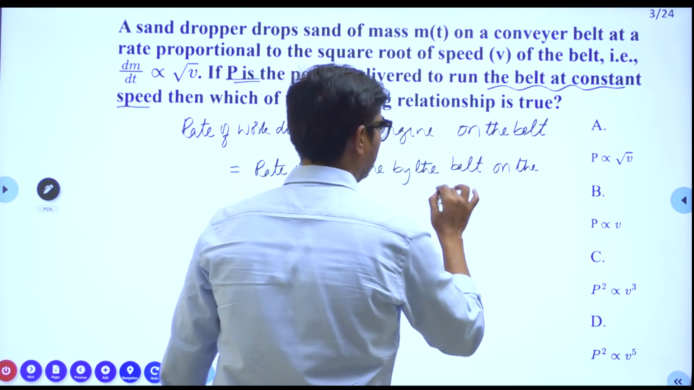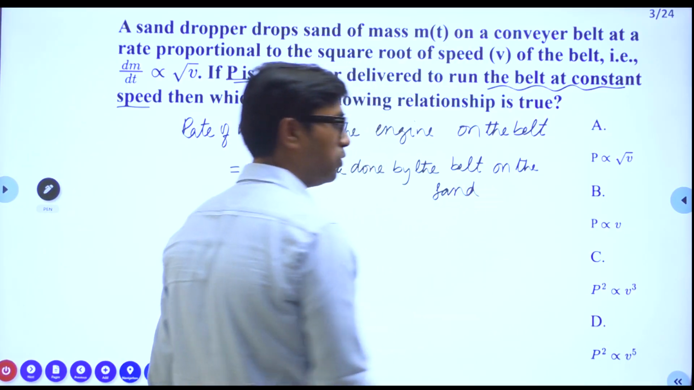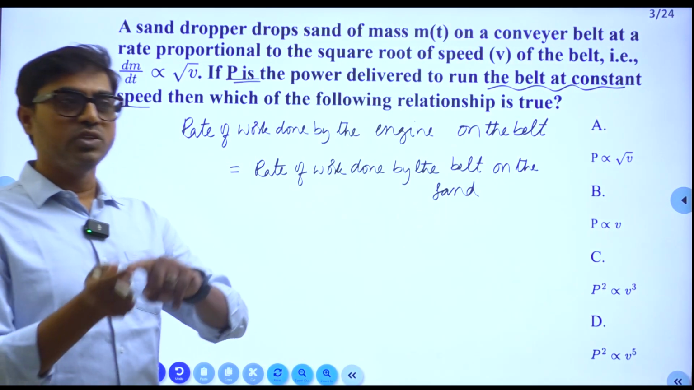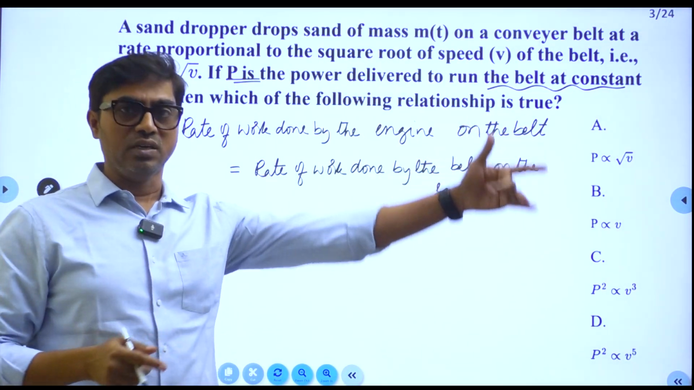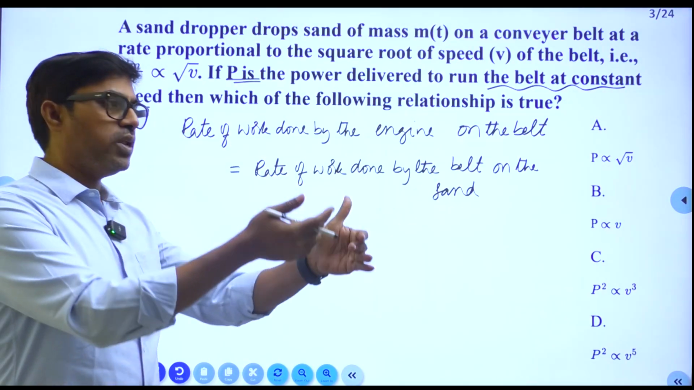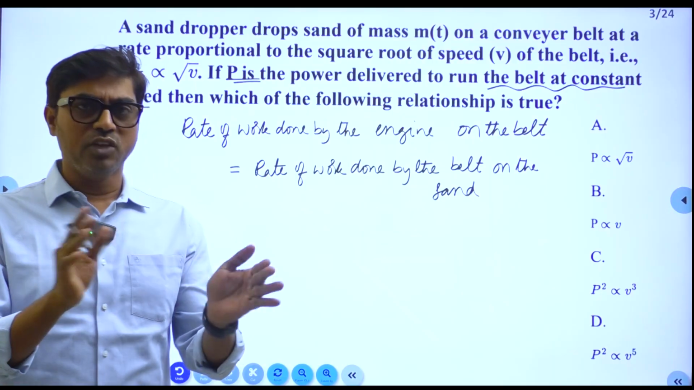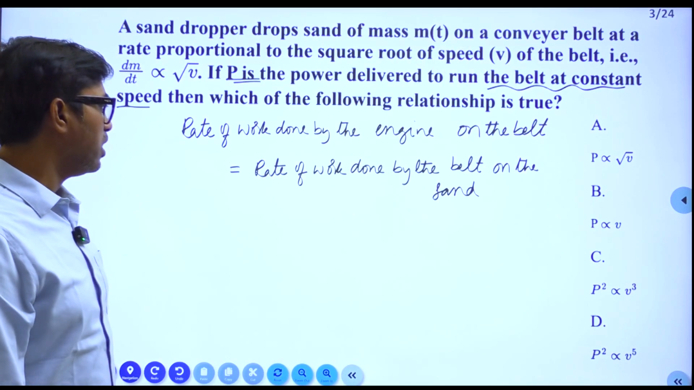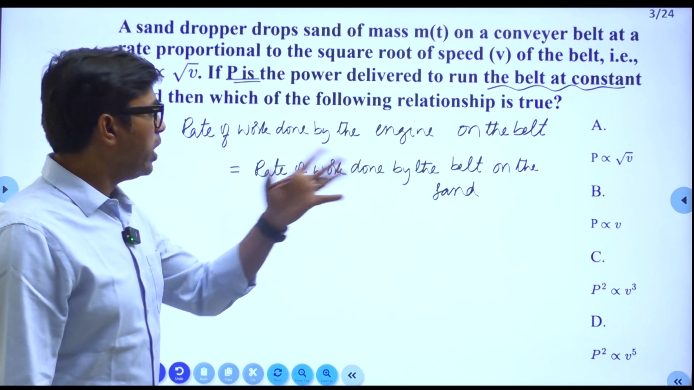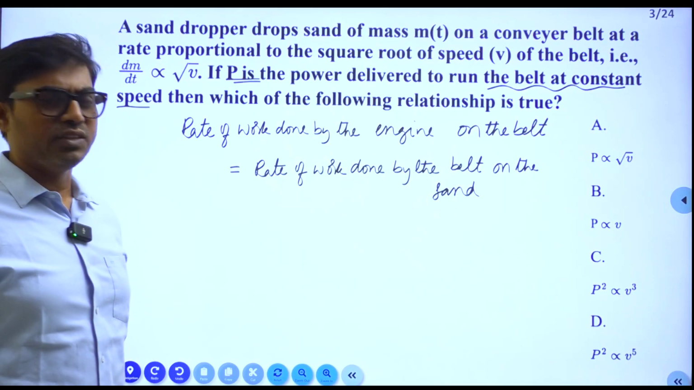on the sand. Okay, so you need to understand the flow of energy. Energy is flowing from engine to the belt and from belt to the sand. So whatever is the rate of energy supplied from engine to the belt, the same energy has been supplied to the sand. So we assume that the transition is 100% there. So rate of work done by the belt on the sand, if you calculate, that is enough.